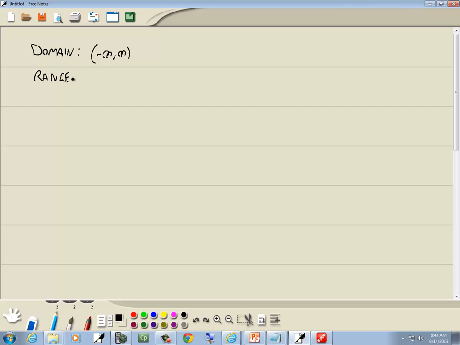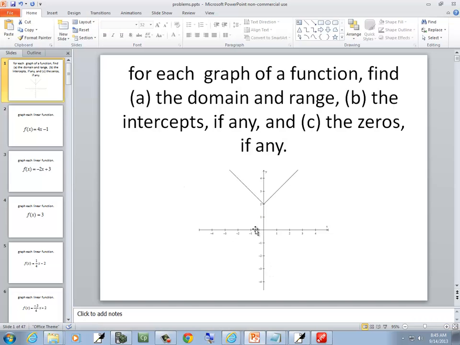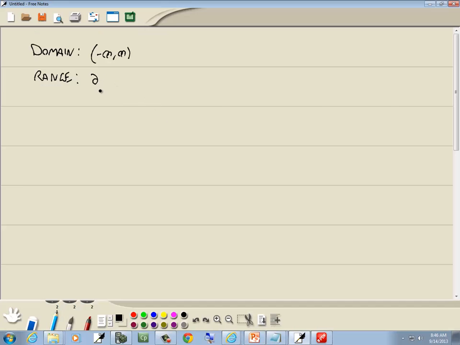Now our range is the y values where our graph exists. If I come here to y is equal to 1, if I go left to right and look for my graph, I don't see it anywhere. It doesn't exist there. The lowest point where the graph exists is right here, which is y is equal to 2. So that's going to start at 2.